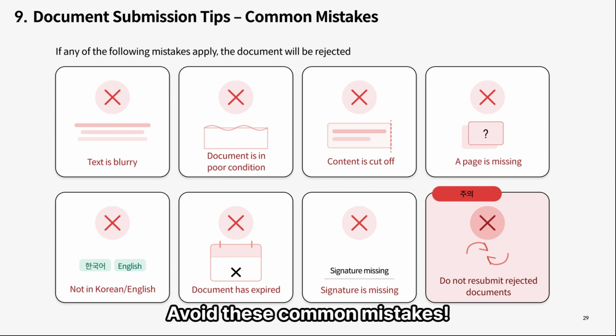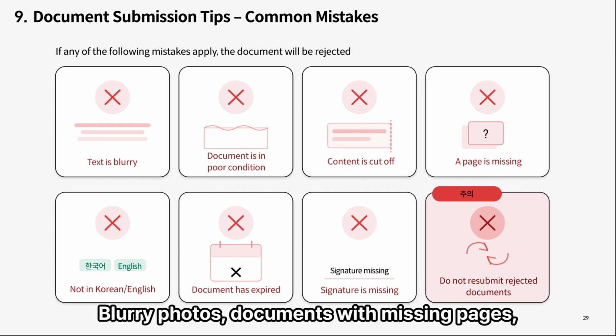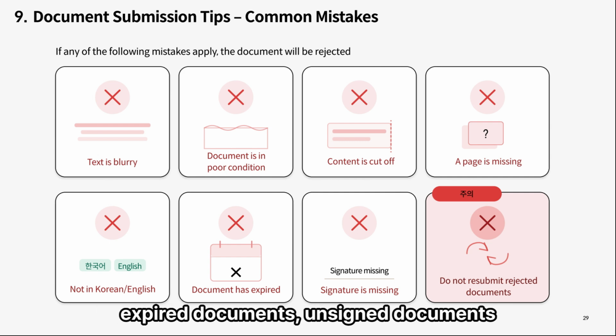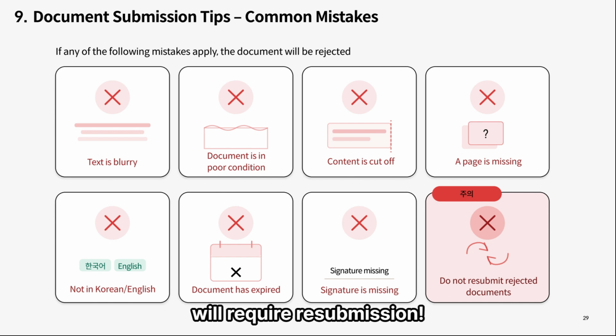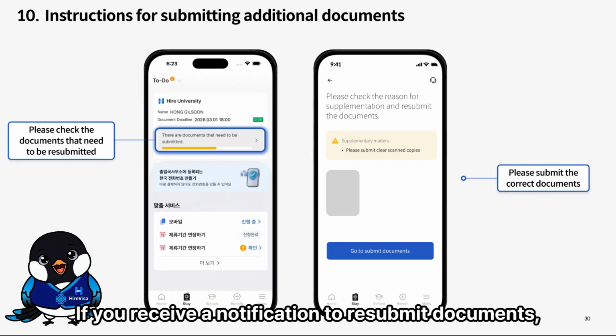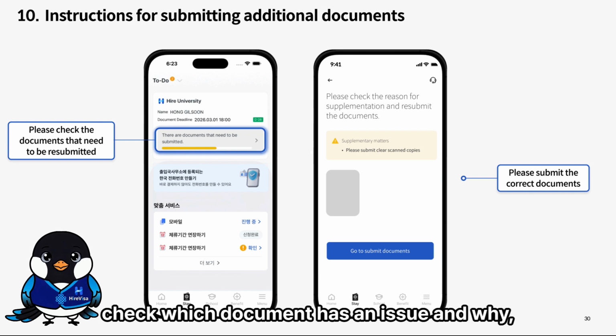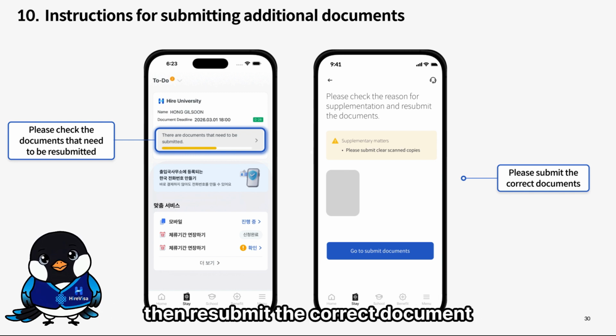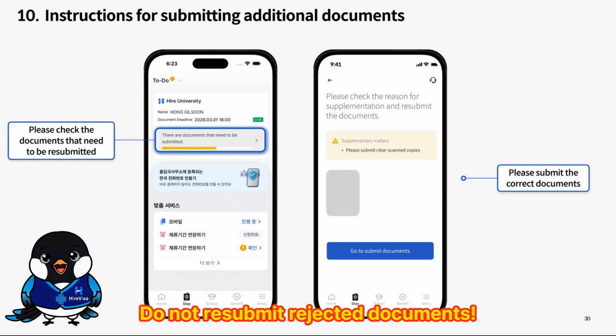Avoid these common mistakes. Blurry photos, documents with missing pages, expired documents, and unsigned documents will require resubmission. If you receive a notification to resubmit documents, check which document has an issue and why, then resubmit the correct document. Do not resubmit rejected documents.